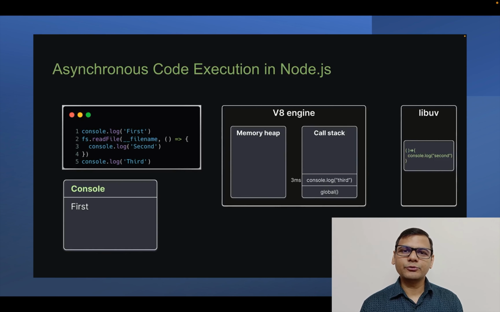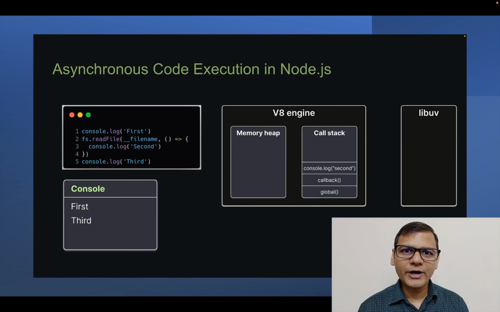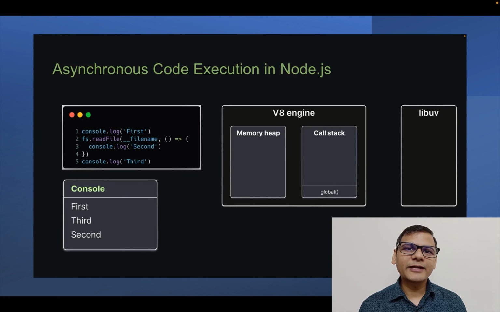When Libuv completes its execution of readFile, the callback is pushed into the callback queue, and once the call stack is completely empty, the task from the callback queue gets executed in the call stack, and it prints console.log second. So the first and third get executed instantly from the call stack, which is why they come in the first and second position. The second gets printed last because it is inside a callback of the asynchronous task.